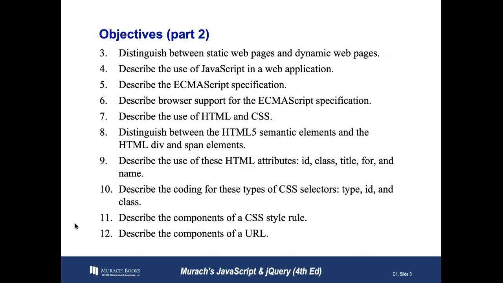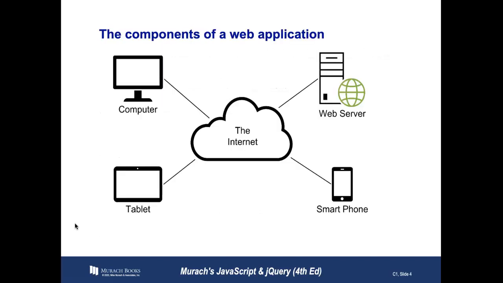The idea of describing the coding for the types of CSS selectors, type, ID, and class. Type meaning what it is. Describe the components of a CSS style rule. Describe the components of a URL. Do you know the get method yet? Those are all important things that need to be learned moving forward.